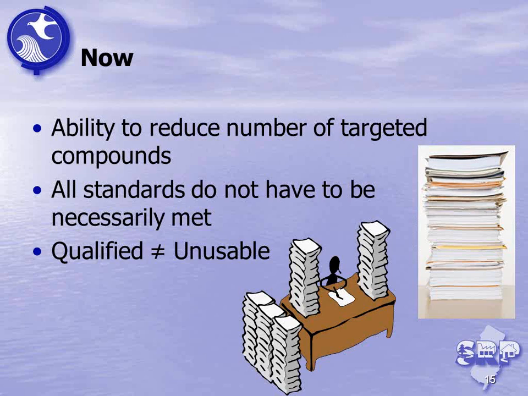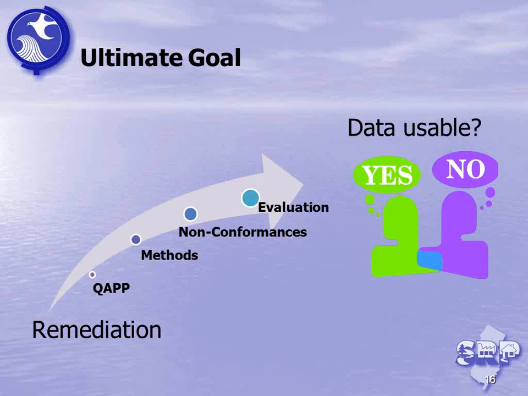We're going to find out later on in the presentations that just because you have a non-detect at a value that's above a standard doesn't mean that an entire data set needs to be thrown out. And qualified data does not necessarily mean it's unusable. We're going to find out that qualified data is frequently usable and tends to be more of the norm than the exception.